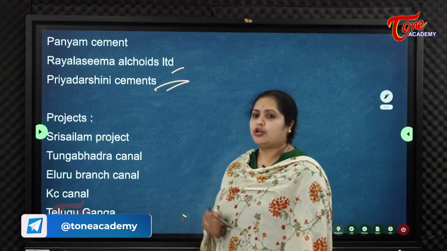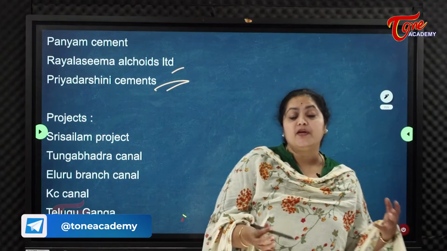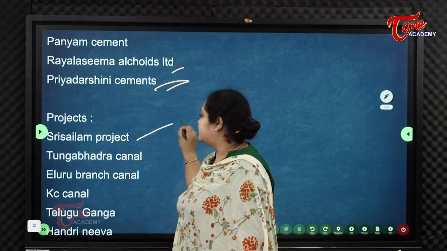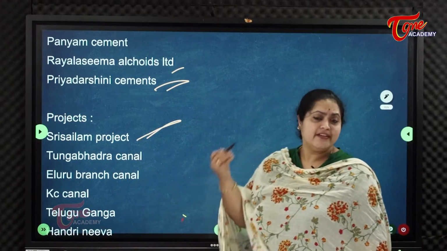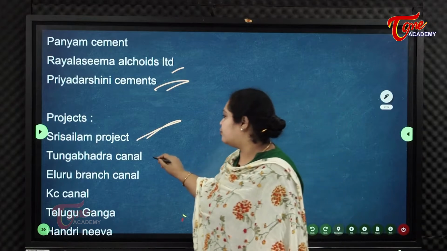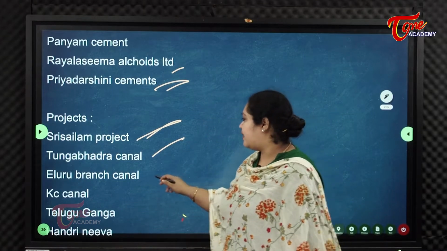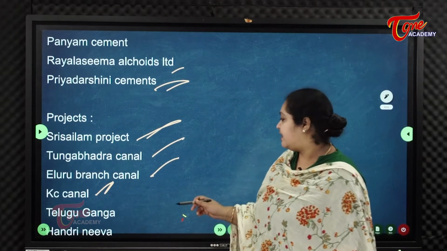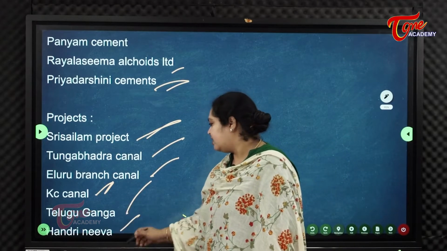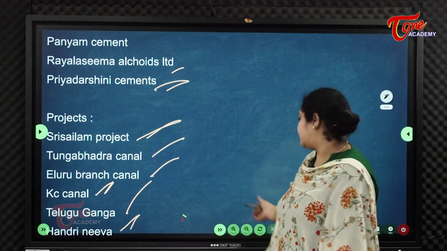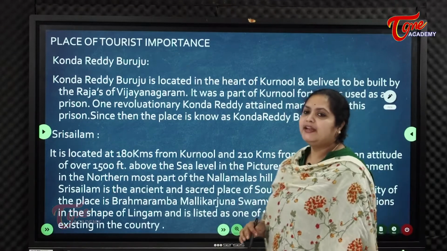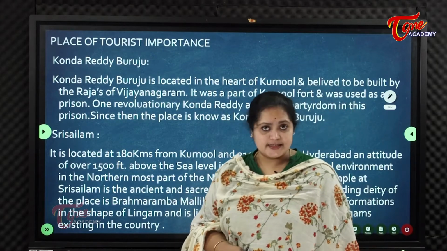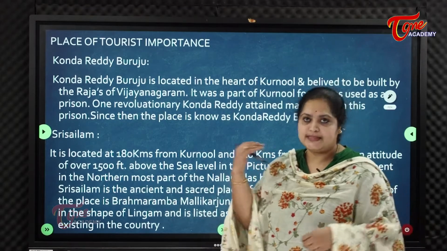Now coming to the projects. What are the important or major projects of this particular area? The Srisailam project is a very famous and very important project. Next, Tungabhadra Canal, Eluru Branch Canal and KC Canal, Telugu Ganga and Handri Neeva are the major projects of this district. What are the tourist destinations? What are the places to be visited? If we visit this district, what is there to be seen?